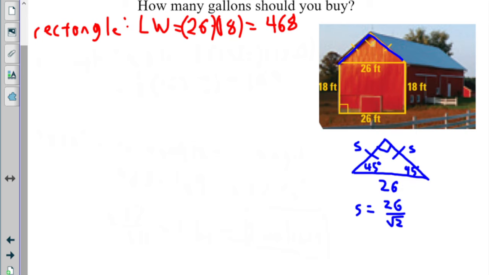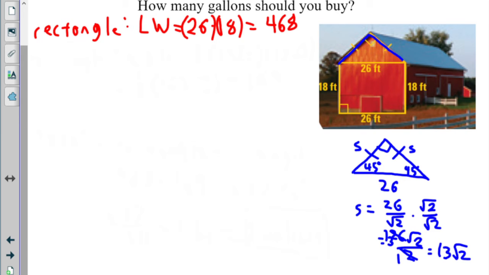And then if we wanted to be fancy and simplify it, we can multiply by root 2 on top and bottom, which would give me on top 26 root 2. And on bottom, we have square root of 2 times square root of 2. And we know that square root of 2 times square root of 2 is 2. So we have 26 on top and 2 on the bottom. Those can reduce because they're both outside of the square root. And we get 13 square root of 2.